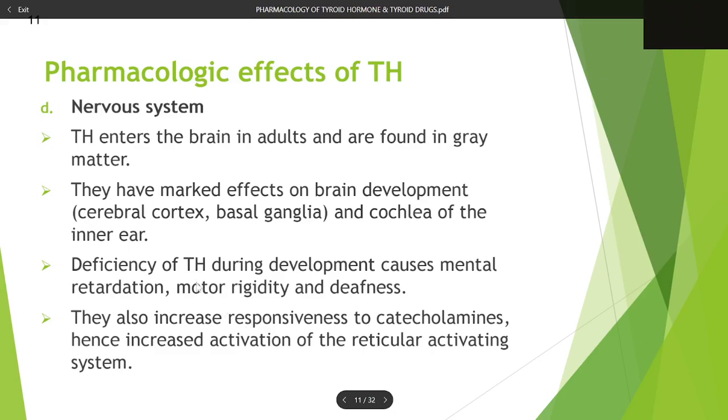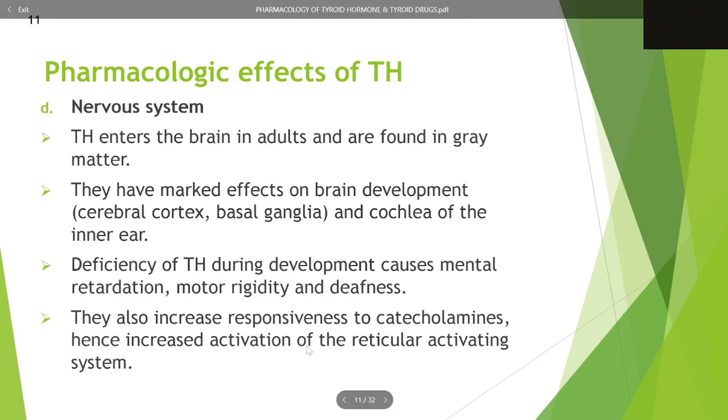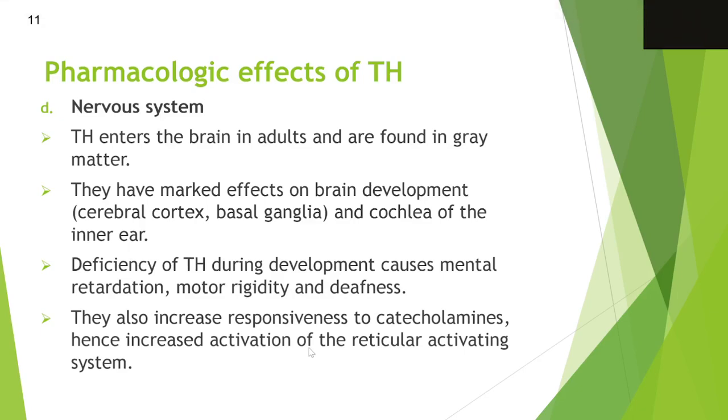So it also has a pharmacological effect on the nervous system. Thyroid hormone enters the brain in adults and is found in the gray matter. It has a marked effect on brain development, which includes the cerebral cortex, the basal ganglia, and the cochlea of the inner ear. The deficiency of thyroid hormone during development causes mental retardation, motor rigidity, and deafness. They also increase responsiveness to catecholamines, hence increase activation of the reticular activating system.